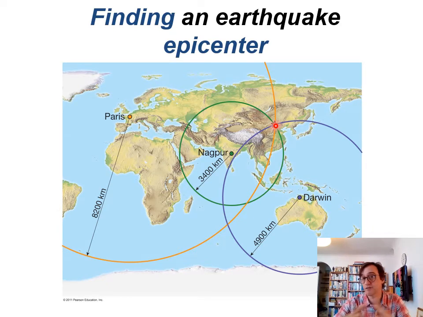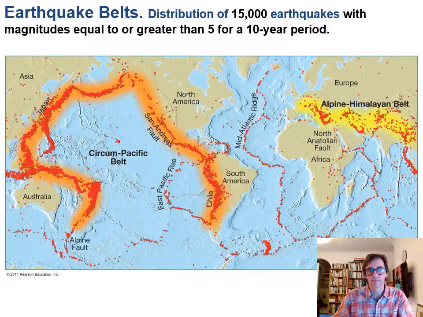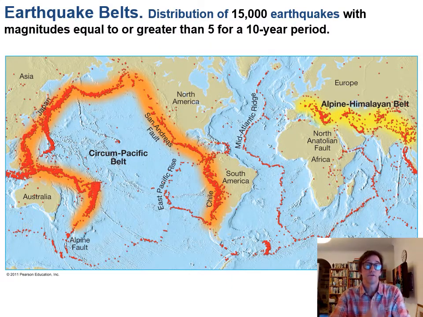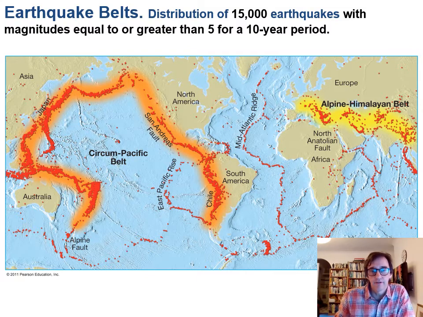Computers can do it now, but you can still do it as a paper exercise, and that's where the epicenter is on Earth. So that's how you locate. So if you plot all those epicenters on a global map, you'll see they're located not randomly, but they're distributed especially around the plate boundaries.